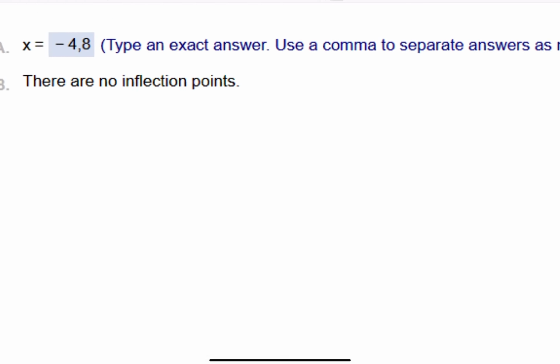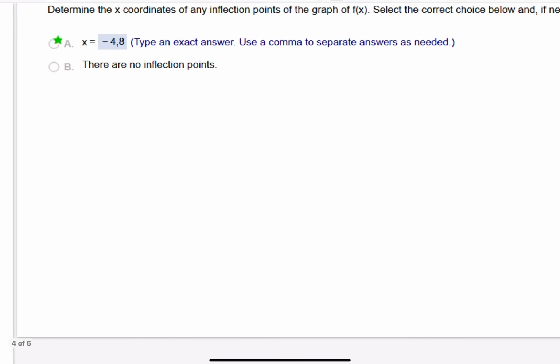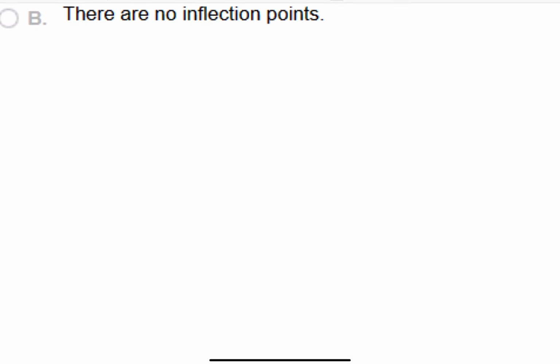When they talk about inflection, concave upward, concave downward, you know that you're finding the first and the second derivative of the function. So not only the first one, you will also be finding the second derivative. So let's go ahead and take a look.